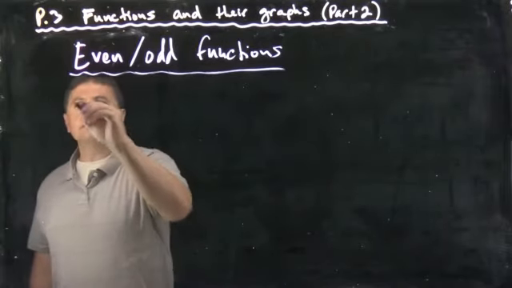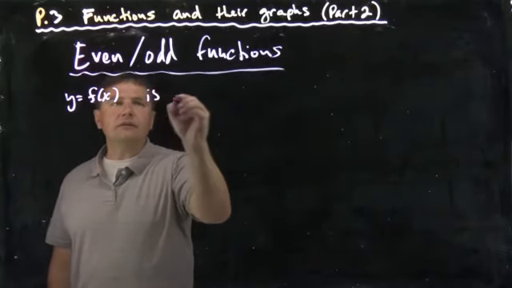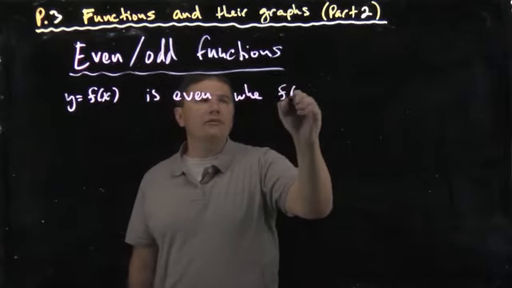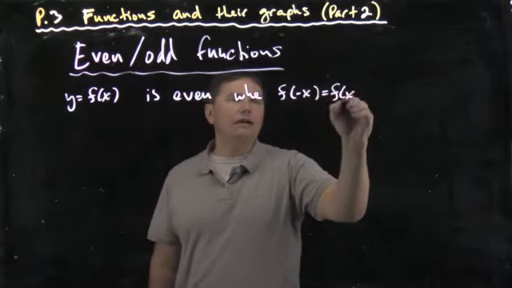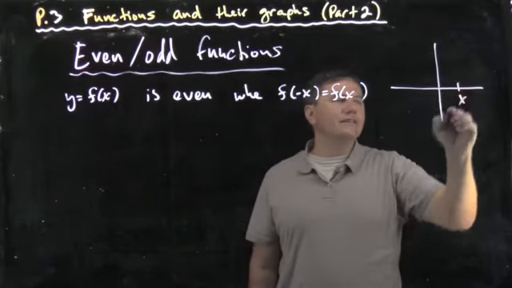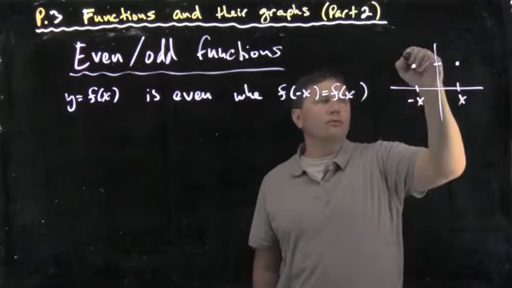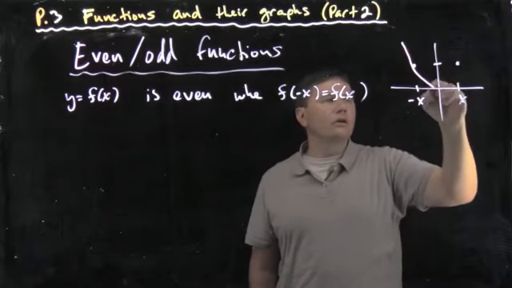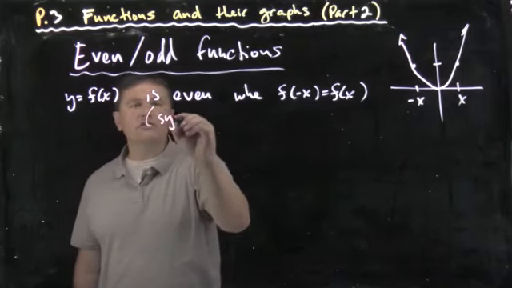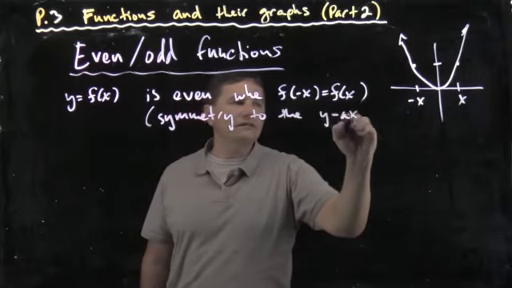So even: f of x is even when f of negative x is equal to f of x. Okay? So in other words, if I plug in x here and I get the same output as if I plug in negative x, so for instance in the case of a parabola, that would be even. In other words, this is just symmetry to the y-axis.